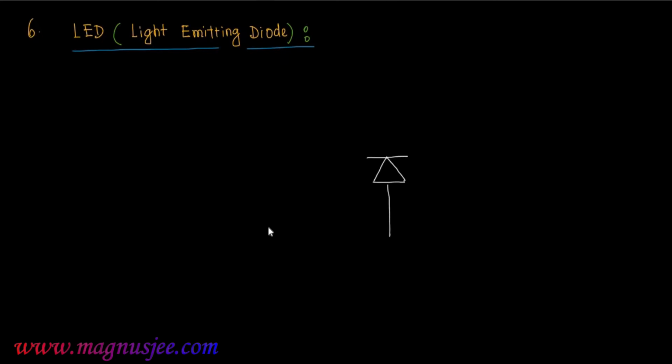This is the symbol of a PN junction diode, and it will be forward biased. Which side is P side? Obviously, this side is P side and this side is N region or N side. Forward biased means the positive terminal of the battery is connected to the P region of the semiconductor PN junction diode.